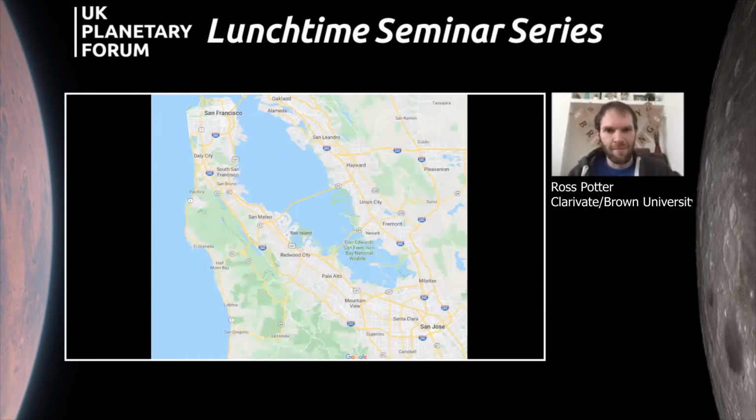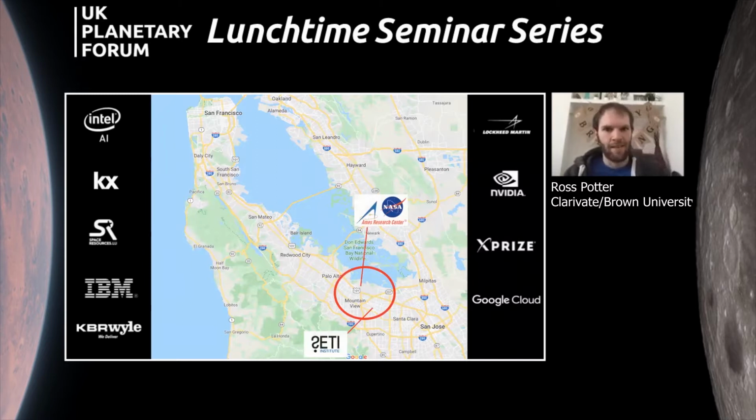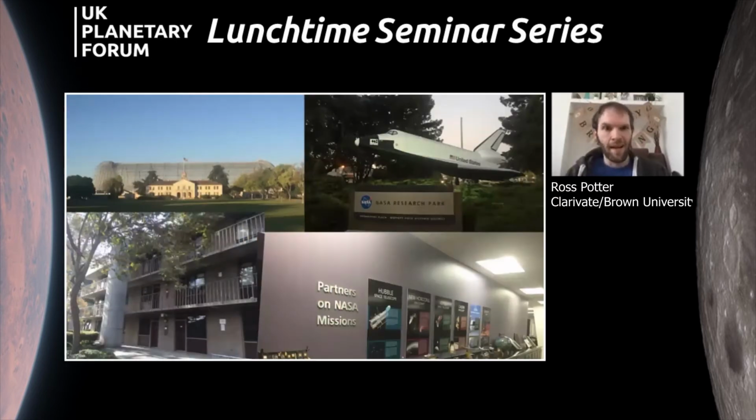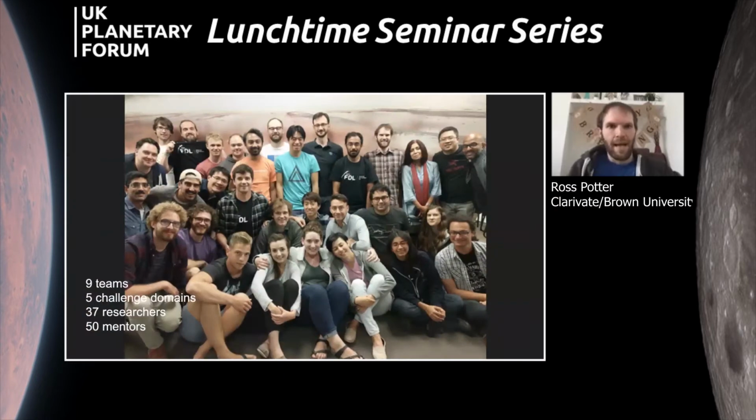So the NASA Frontier Development Lab took place in the Silicon Valley area of Northern California, specifically in Mountain View at the NASA Ames Research Center, and also at the SETI Institute. So it was very nice to spend a summer in that area of California. This is just a few pictures of the Ames Research Park where we were based. And the program itself consisted of 9 different teams. There were 37 of us researchers and 50 mentors.